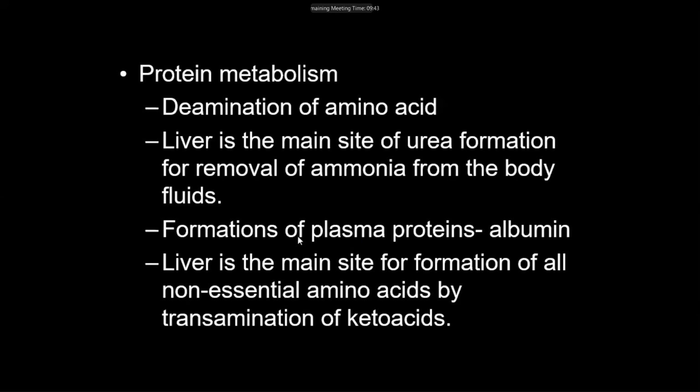And formation of plasma proteins. One of the functions of the liver is the formation of plasma protein, that is albumin. So the liver is the main site for formation of all non-essential amino acids by transamination of keto acids.